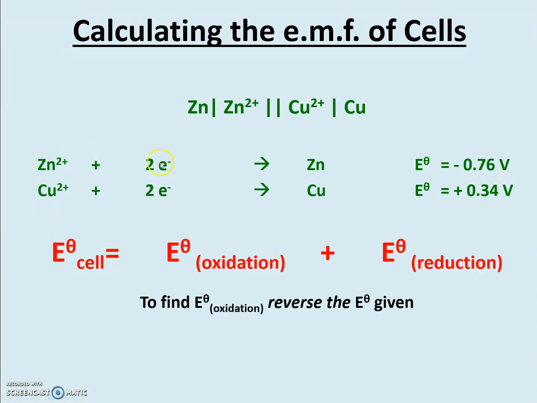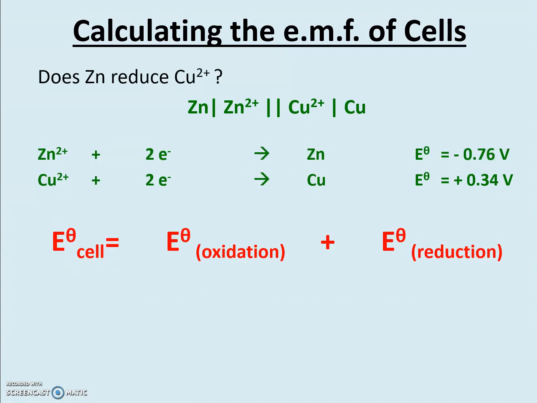So, for the reduction reaction on the right-hand side, we've got copper 2+ gaining 2 electrons to give copper. So we know that is +0.34 volts. But to find the electrode potential for the oxidation process, i.e. zinc losing 2 electrons to make a zinc 2+ ion, we need to reverse this top equation, and by doing so we reverse the sign of our electrode potential.